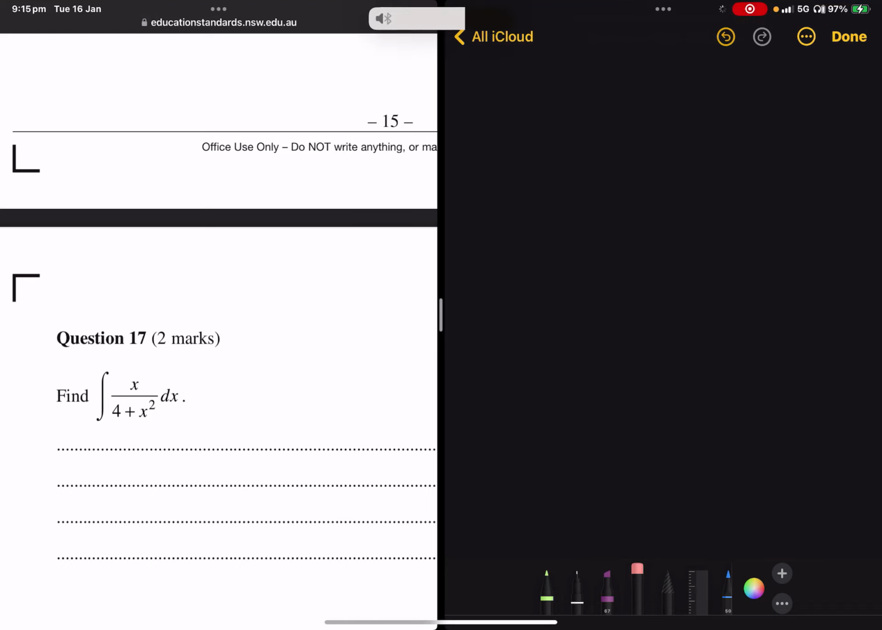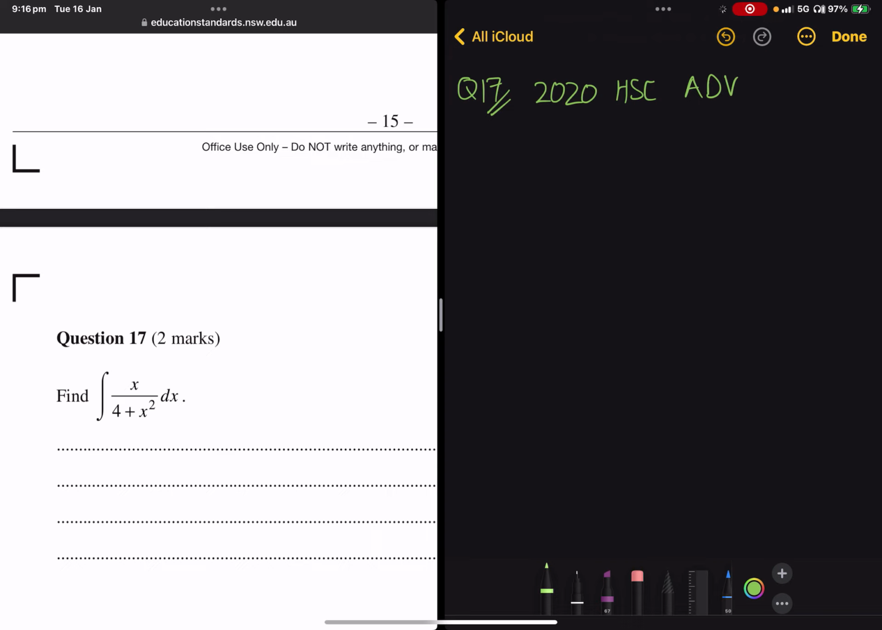Alright, so we're going to have a look at question 17. This is question 17, and this is from the 2020 HSC Advanced Maths exam. This is a nice little question. It is an indefinite integral question. It's worth 2 marks. It's a relatively short question. It looks a little bit messy.